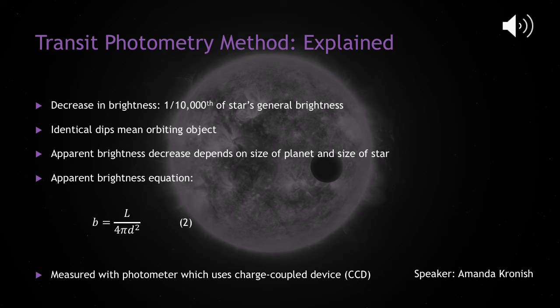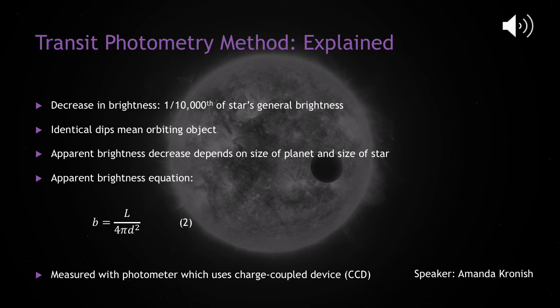The amount a star dims by is related to the size of the planet and the size of the star itself. A large planet orbiting a small star will lower the star's apparent brightness much more than a small planet orbiting a large star. Apparent brightness is the energy coming from a star per square meter per second. The equation for apparent brightness is B = L / (4πd²), where B is the apparent brightness in watts per meter squared, L is the luminosity of the star in watts, and d is the distance to the star from Earth in meters.